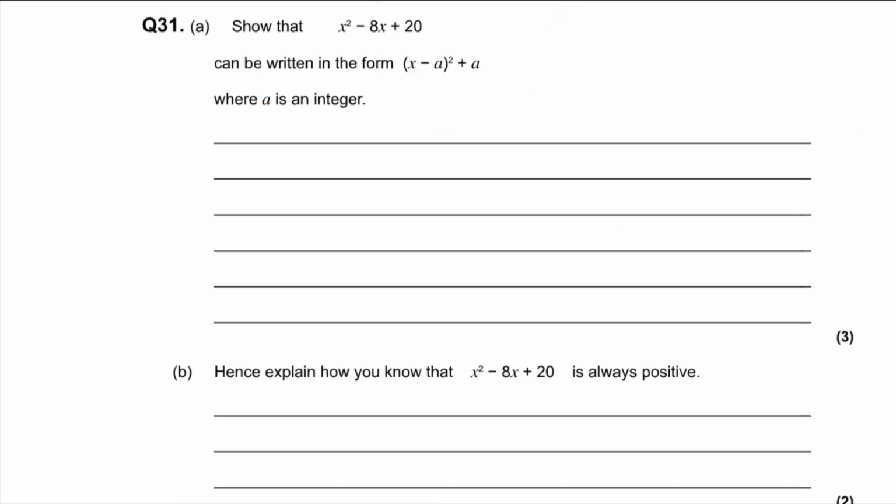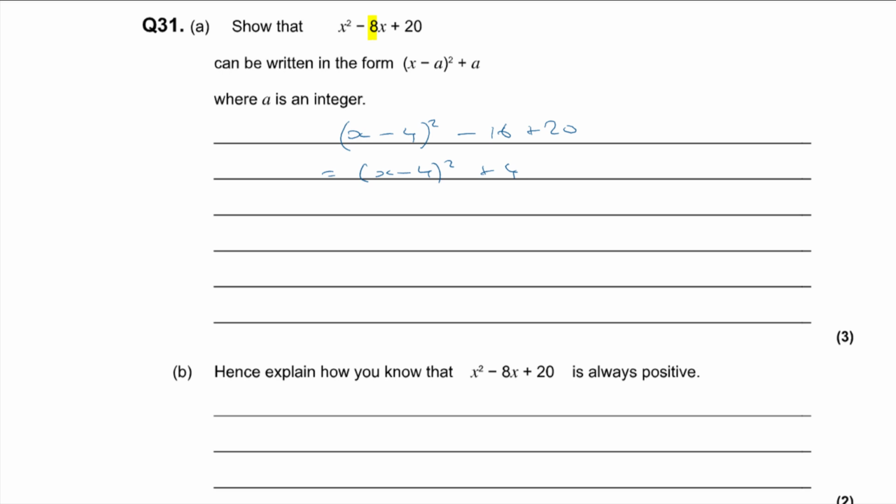Question 31a, show that x squared minus 8x plus 20 can be written in the form x minus a all squared plus a. Okay, interesting, double a. Right, so let's do that then. So taking the coefficient of x and halving it, so I'm going to get x minus 4 all squared, taking off a square of that number, minus 16, plus the 20 that was already there. That's going to give me x minus 4 all squared plus 4. Yeah, so a and a then, isn't it?